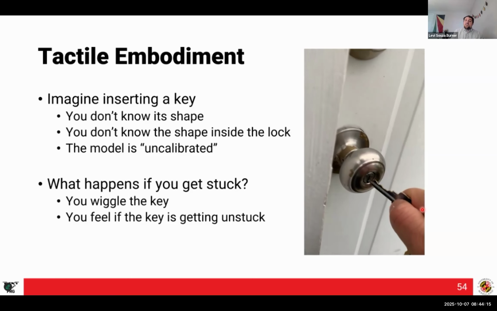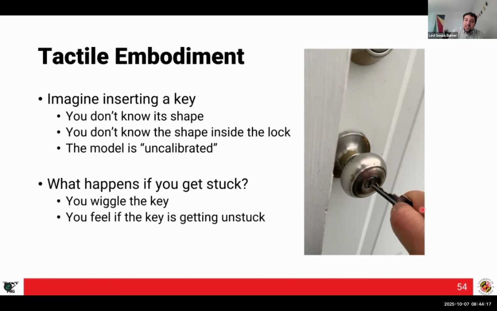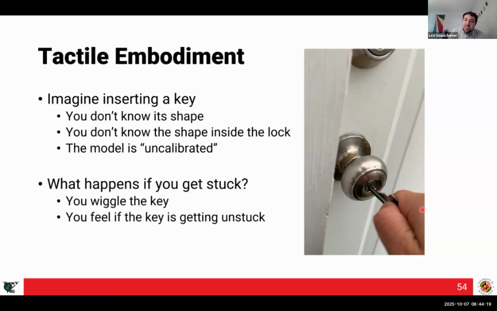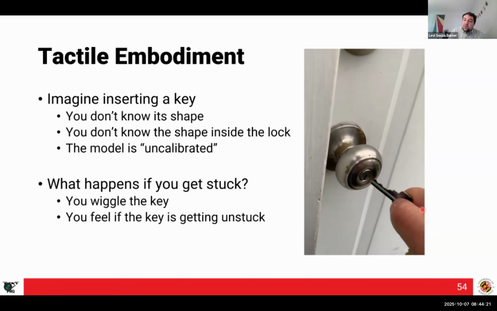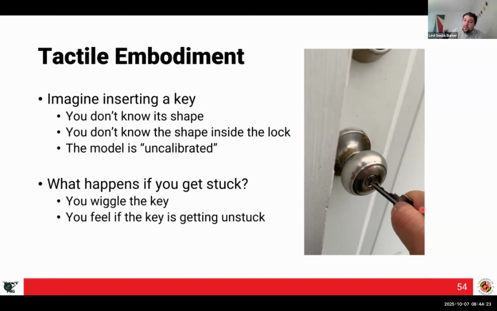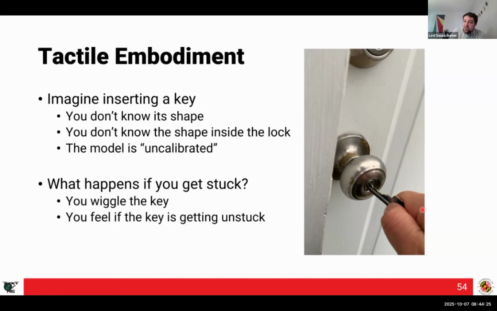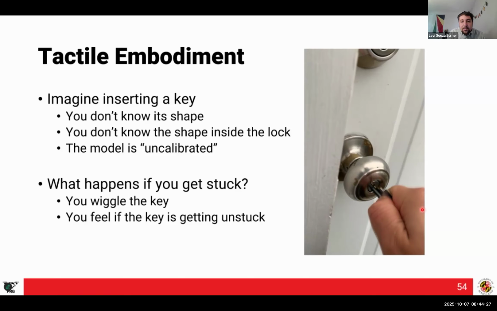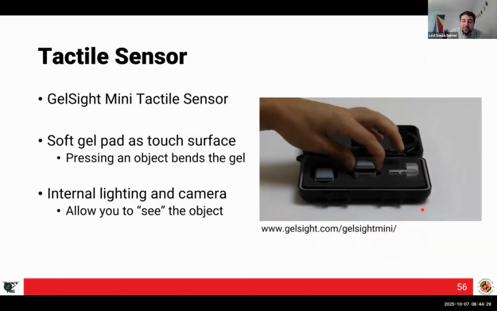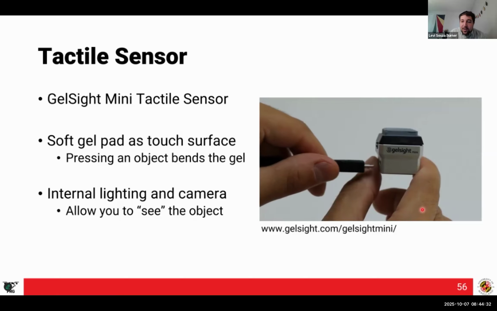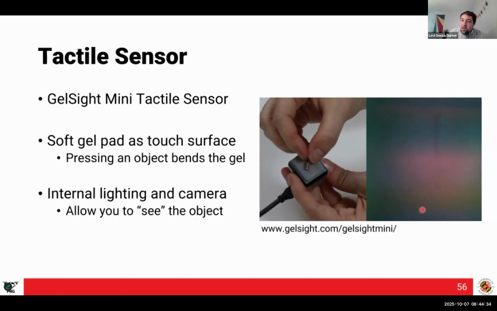And further, if you get stuck, you will wiggle the key and try to insert it further to see if it gets unstuck. And you can learn to feel exactly if that key is stuck or unstuck as you go along. But a similar ability has not been realized in robots. So we decided to use our embodied representation and see if we could do it.